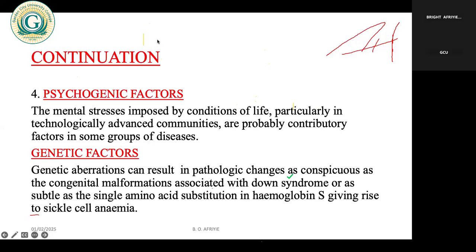okay, we go on. Then we have the genetic factors, where you have aberrations, like I told you earlier, in the situation of Down syndrome. Even the subtle changes, congenital malformations associated with Down syndrome, and even the subtle changes we find with single amino acid substitutions in the situation of hemoglobin S, which will give rise to sickle cell anemia.